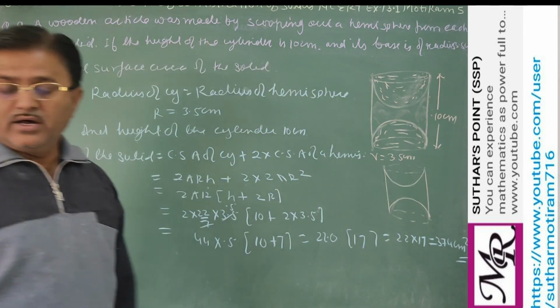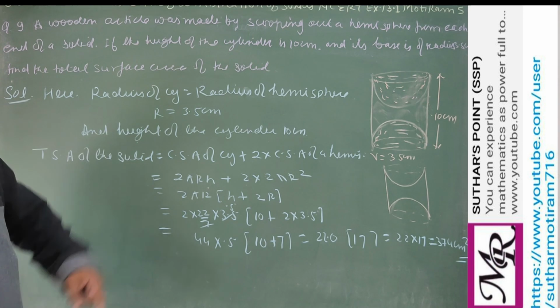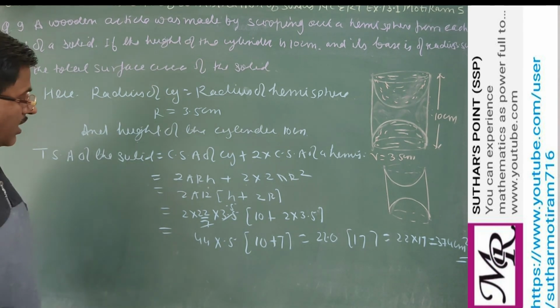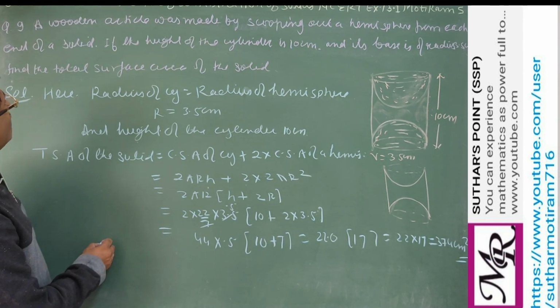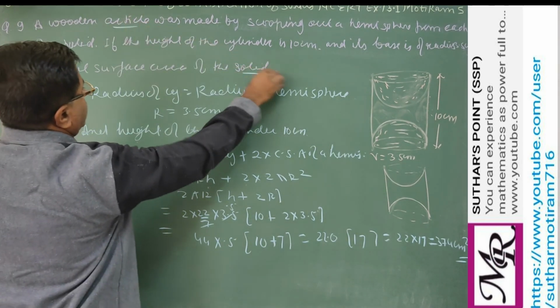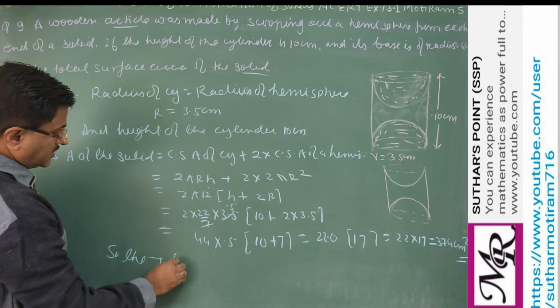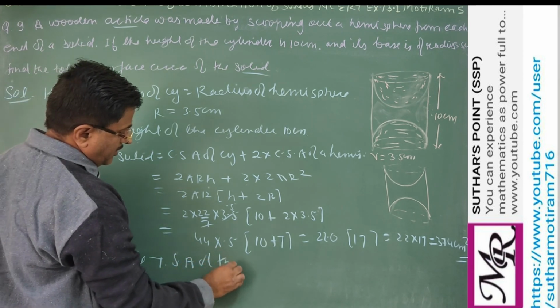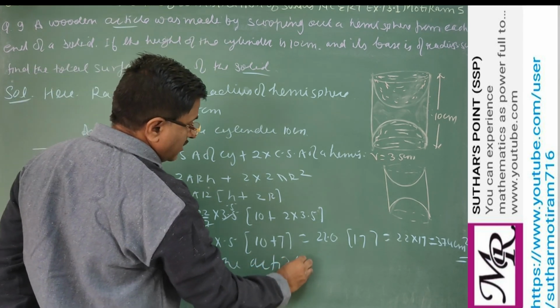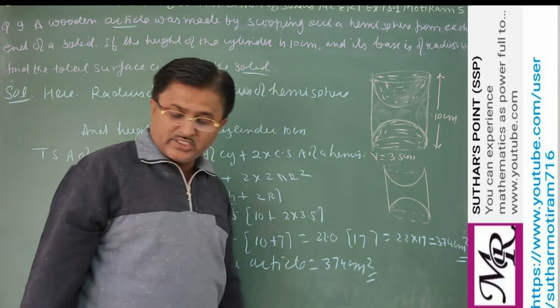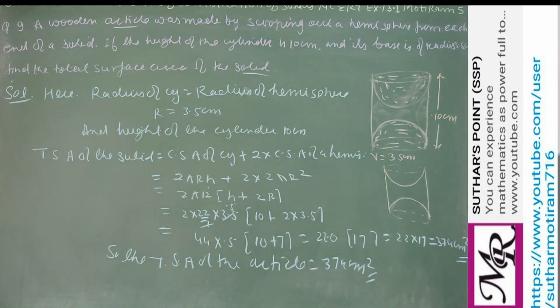So this is the total surface area. So at last you write: hence the total surface area of the article, or you can say solid. You may write article, no problem. So the total surface area of the article is equal to 374 centimeter square. So dear student, in this way we can find the total surface area of the solid.